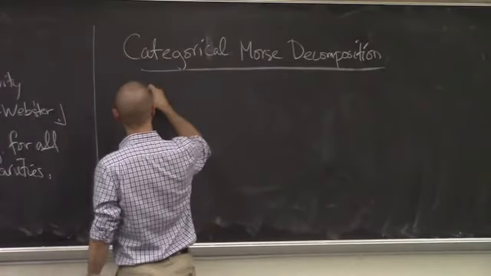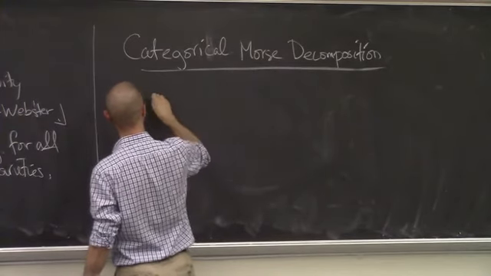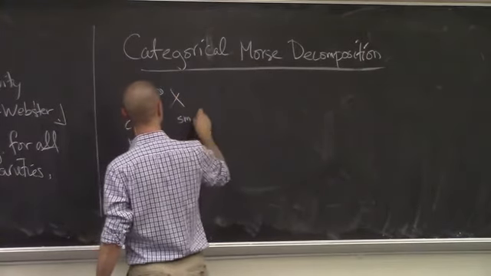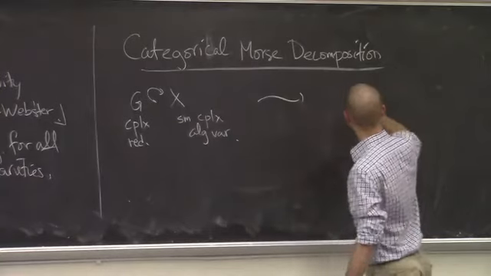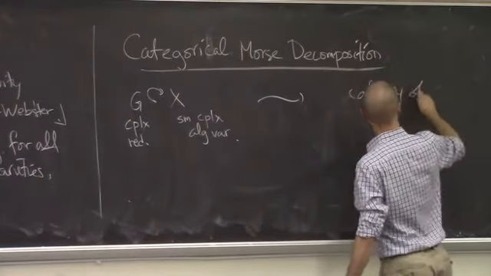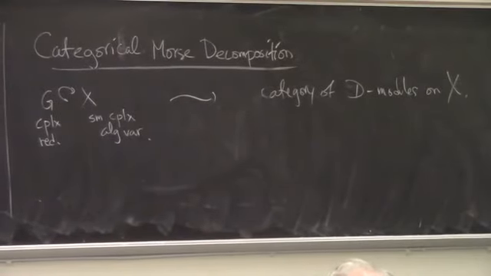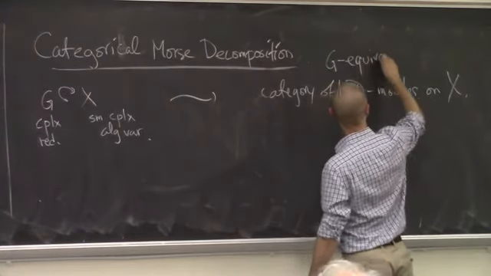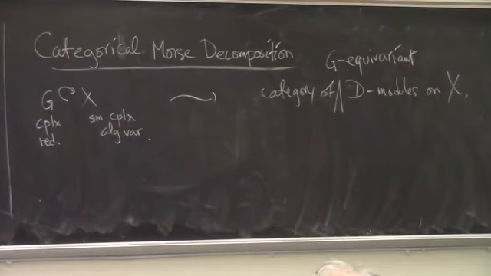So the category. Again, let me return to this situation where I've got a complex reductive group acting on a smooth complex algebraic variety. And to that, I want to associate the category of D-modules on X. I have this group acting, and so I want to allow G-equivariant D-modules on X.